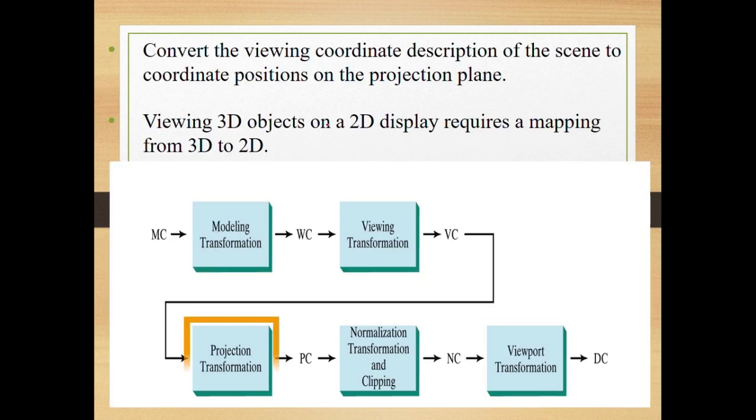So one more is the projection areas. According to the projection areas, how to represent your object according to your directions. So convert the view coordinate description of the scene to coordinate positions on your projection plane. So how to indicate your shape viewing. That shape viewing can be provided with 2 axes or 3 axes. In case of 3 axes, it provides your projection. In viewing 3D objects on a 2D display, the required mapping is from 3D to 2D.